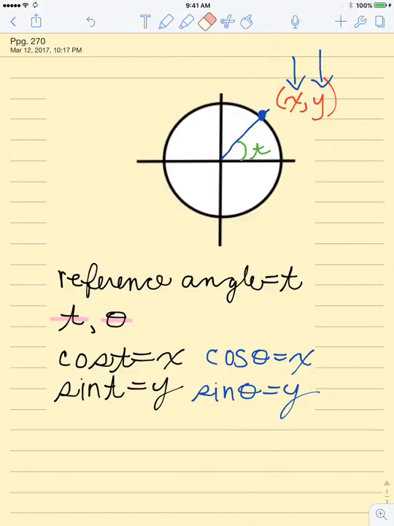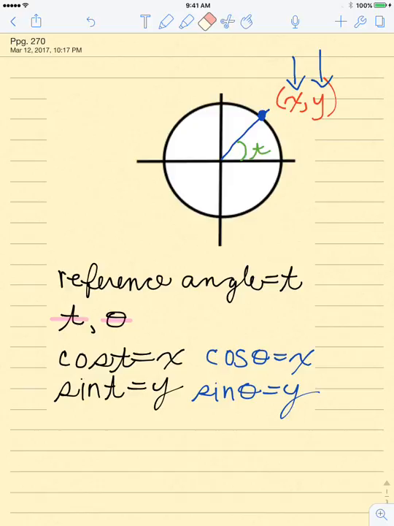Okay, here I have the unit circle. My reference angle here is t. And just a reminder that the reference angle can be referred to as theta, which I think we've been using more in class, but tonight's homework refers to the reference angle as t.